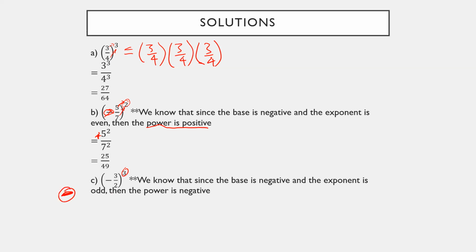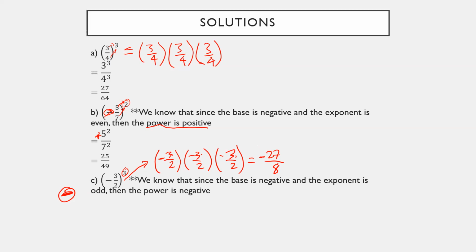And you could do it again. I just want to show you a different alternative. You could definitely multiply negative 3 over 2 times negative 3 over 2 times negative 3 over 2. I always find it easier if you put the negative sign in the numerator if you are doing this method. Then we could do negative 3 times negative 3 times negative 3, which is negative 27, and 2 times 2 times 2 is 8. So we end up getting negative 27 over 8.